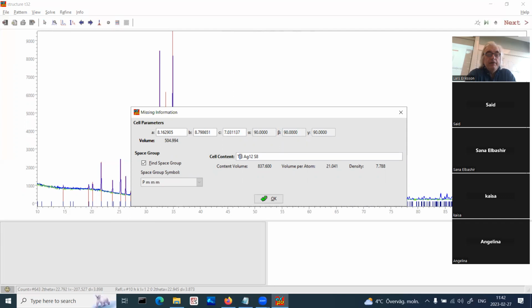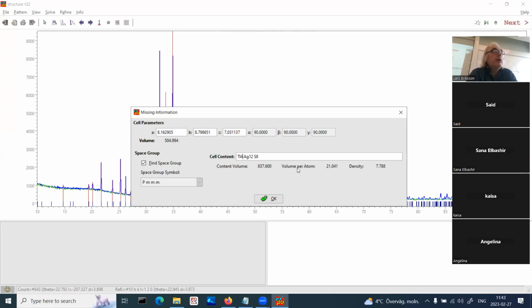Here we would have been testing different compositions. We know from electron microprobe analysis that it's 1 thallium, 3 silver, and 2 sulfur. But then the atomic volume is 84 and much too big. So maybe we should try to come down to something like 20 cubic angstrom per atom. So multiply everything by 4. So it's thallium 4, silver 12, sulfur 8. That makes 21 cubic angstrom.